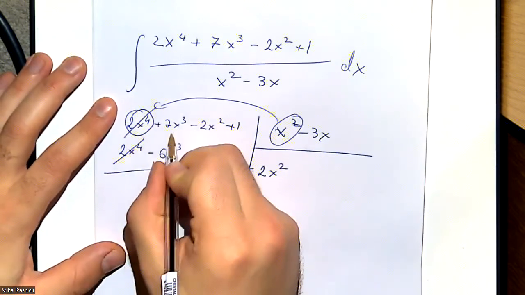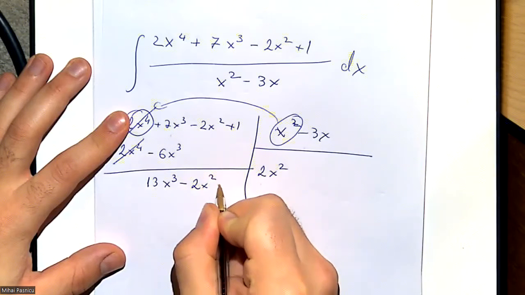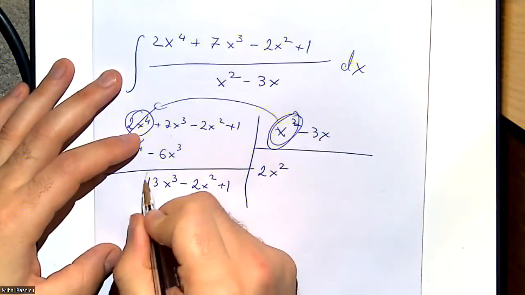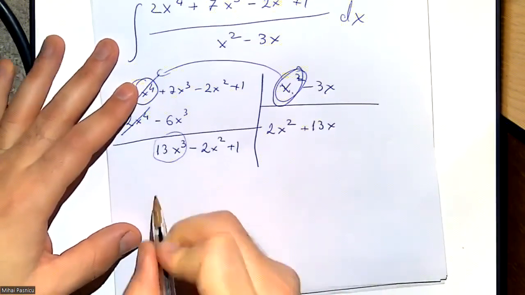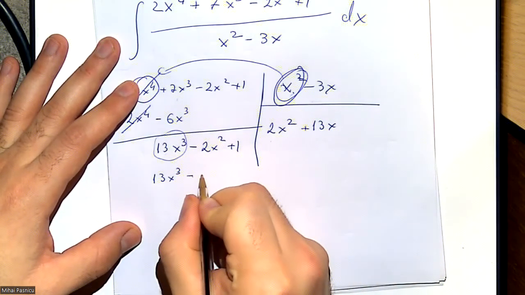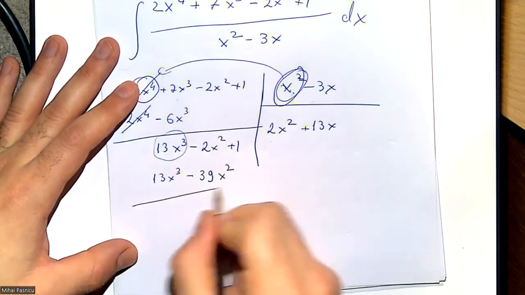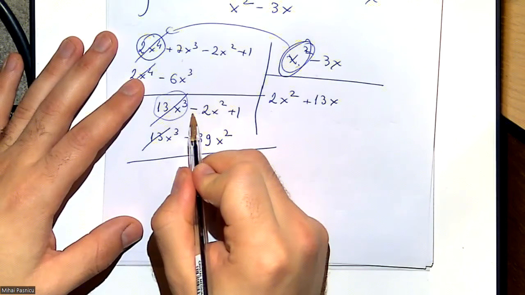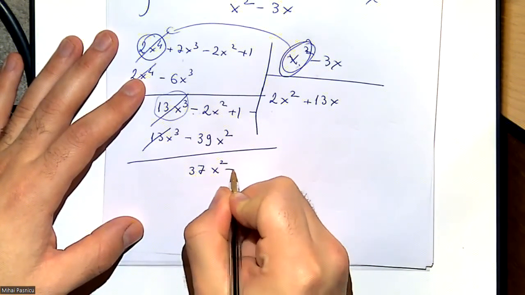This goes away, so I have 13x to the third minus 2x squared plus 1. Again, same thing. Check the biggest power, how many times it gets here. That's 13x. What do I get? 13x to the third minus 39x squared. That's a lot of x's. Okay? What do we have? This goes away. This goes away. I have minus plus, so that's 37x squared plus 1.